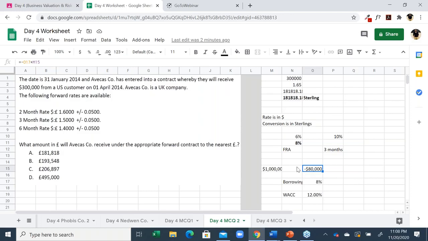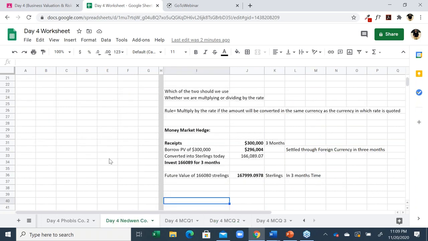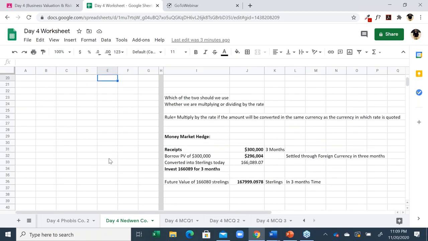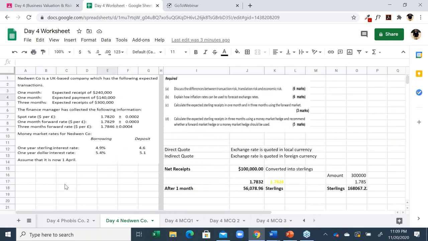Krishna is asking for the shortcut of money market hedge. So I think I should fulfill my promise and I should show you. So for that shortcut, I want your concentration. So let me do it for you.